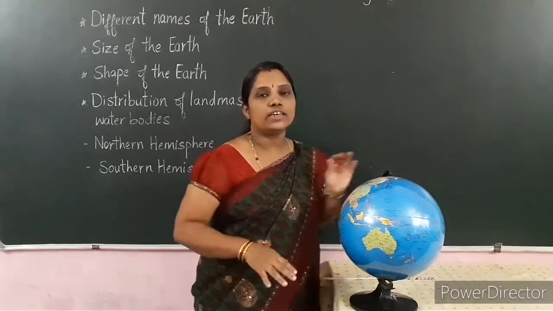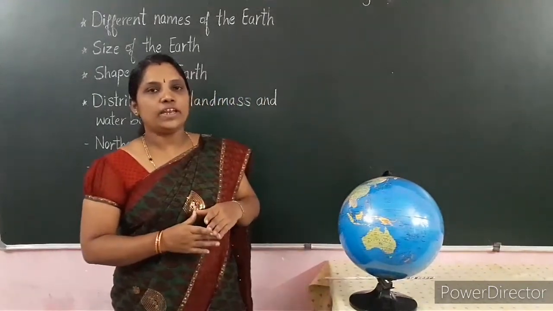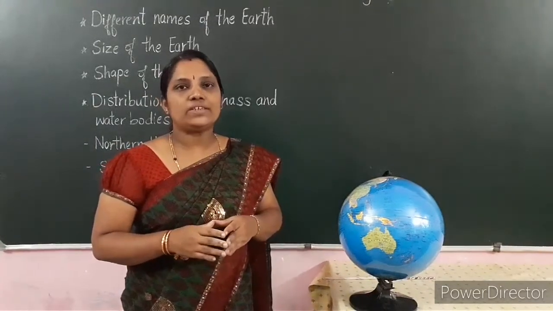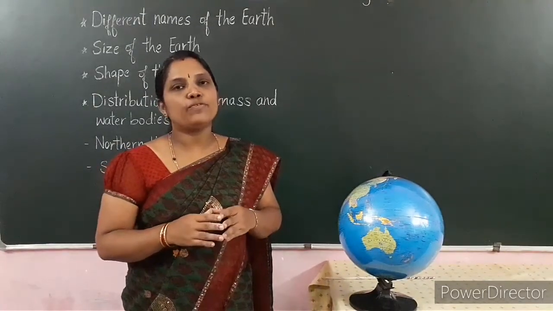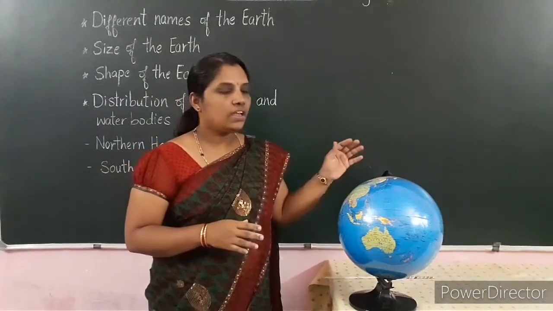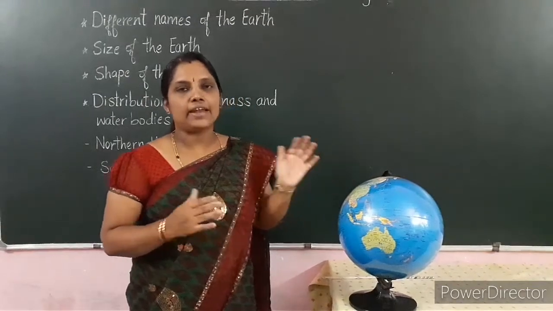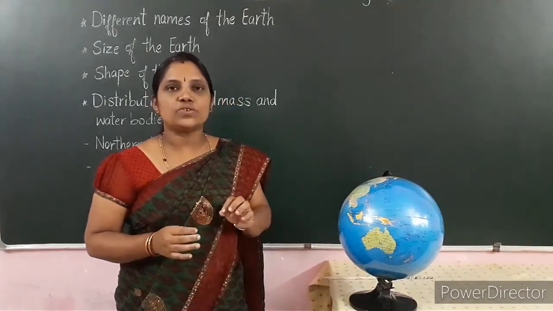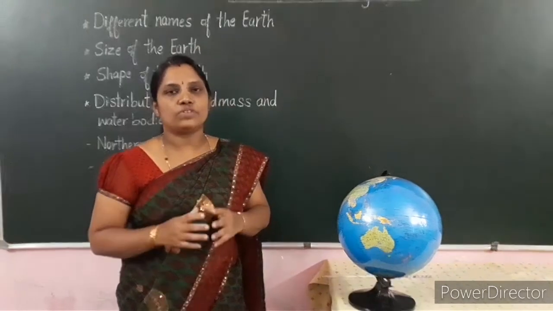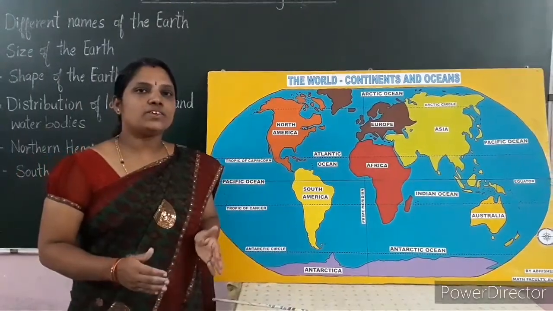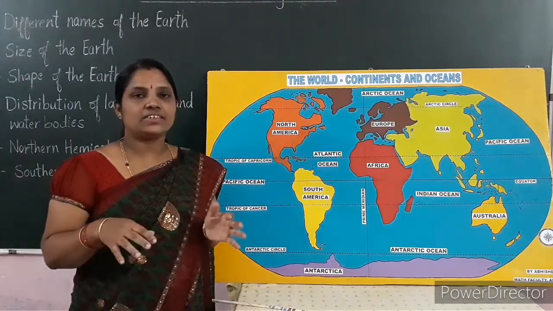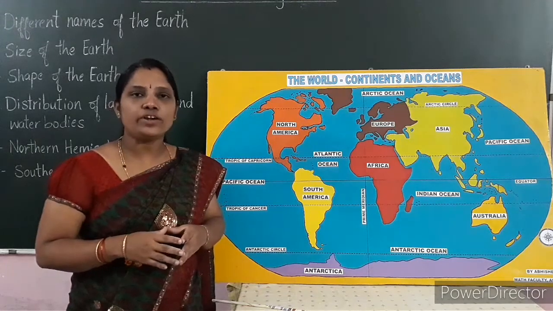And the ratio between land and water is 1:2.43. The land bodies or the large land mass on the Earth is known as continents.